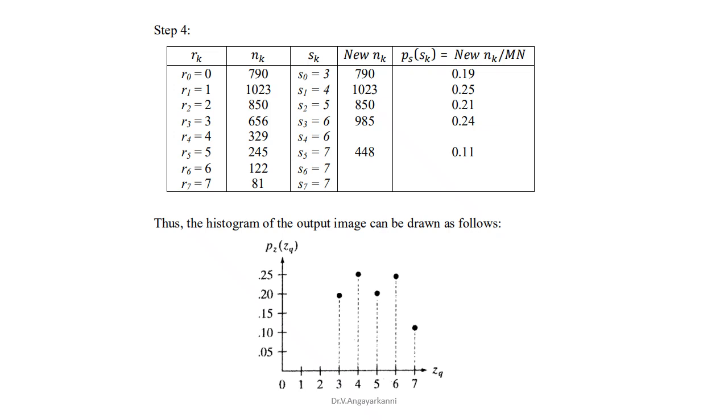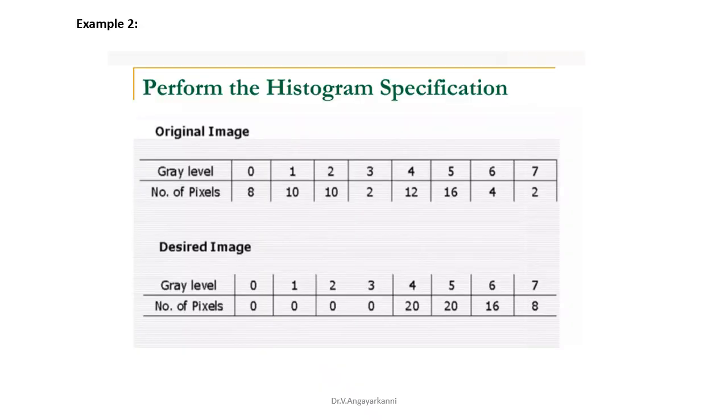New nk. Similarly using the new nk, we calculate the probability. Those values are now the calculated values for the histogram. The histogram of the output image can be redrawn as shown. So this entire process is called histogram specification and equalization. Calculate and the final result will be shown.